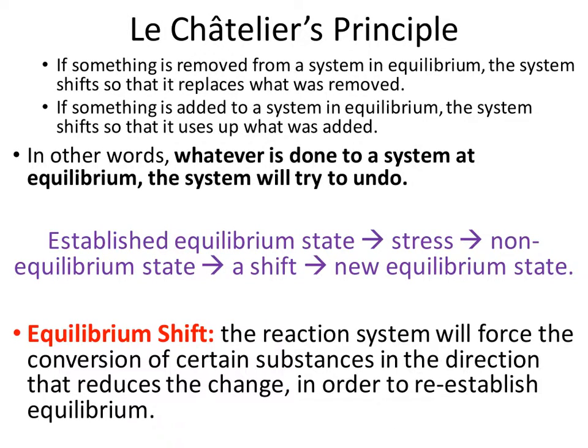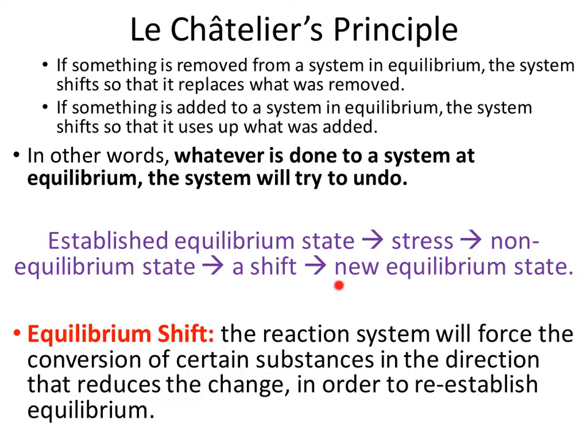So if something, for example, is removed from a system in equilibrium, the system is going to shift either left to right, or reactants or product side, so that it replaces whatever was removed. If something is added, the equilibrium will shift to use up whatever was added. So again, it's going to try to undo whatever was done.